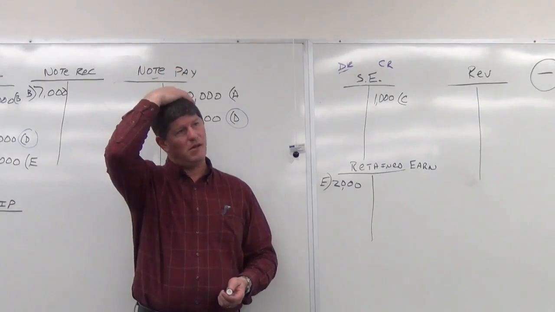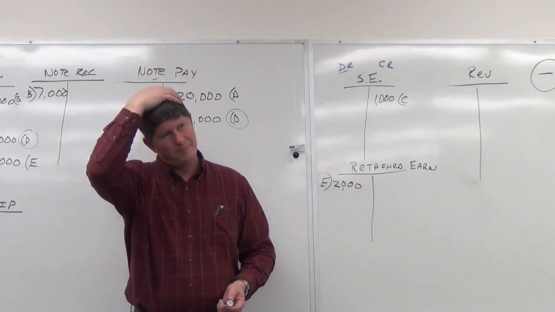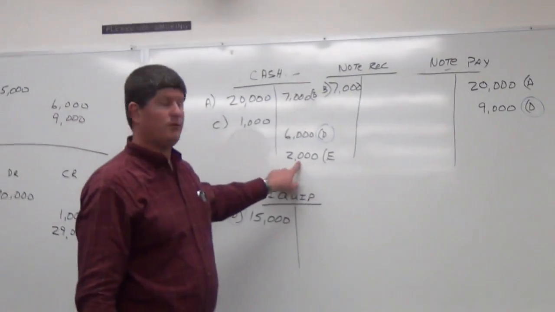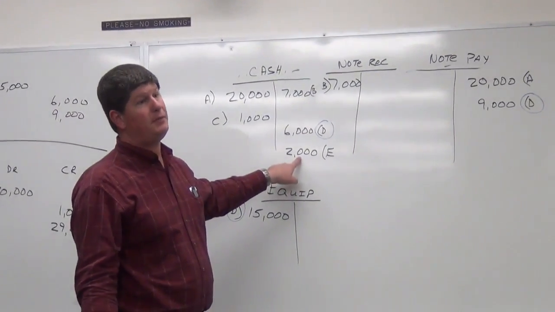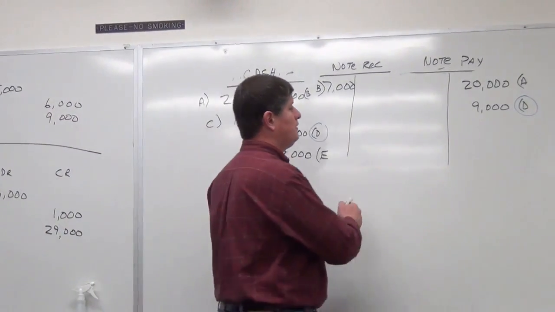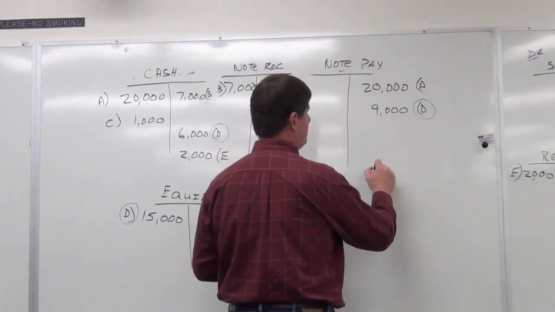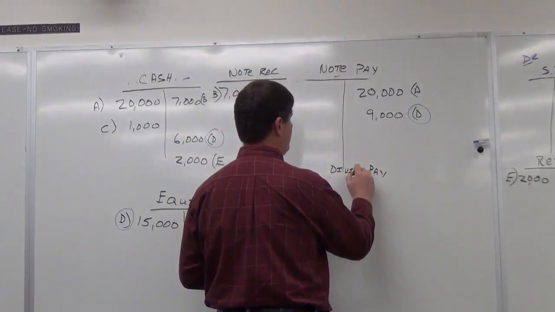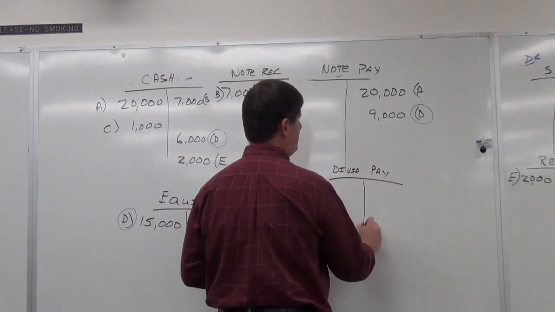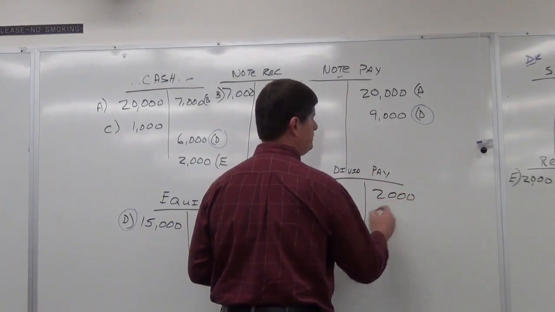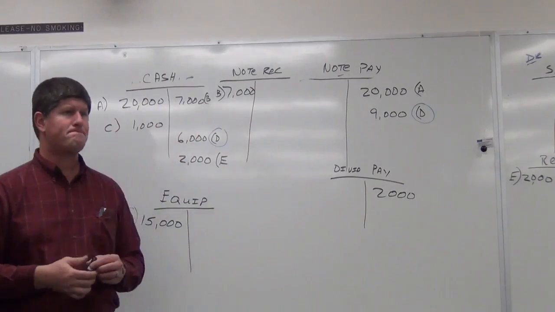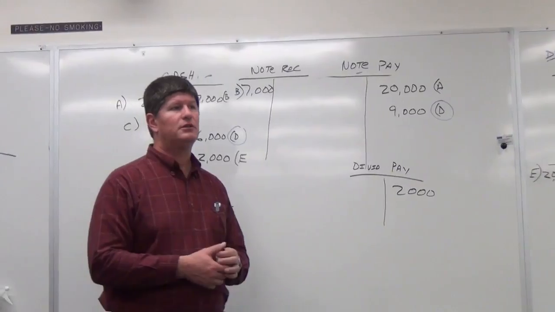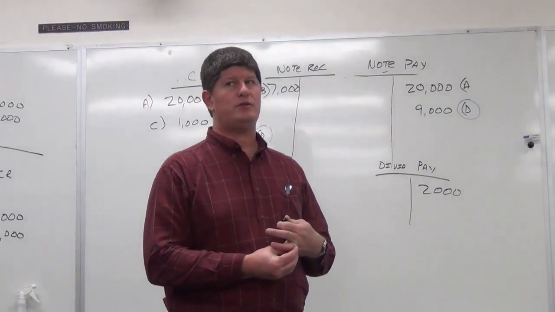Question? Yes? If the problem didn't say paid and it just said declared, how would you handle it? Instead of being in cash, it would have to be a credit somewhere, so that's a liability. So it would be a payable. Dividends payable, $2,000. Okay? And then when you paid it, you debit this and credit cash. Was there another question?